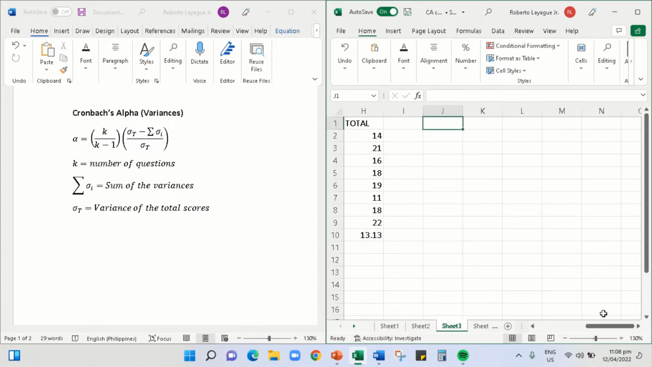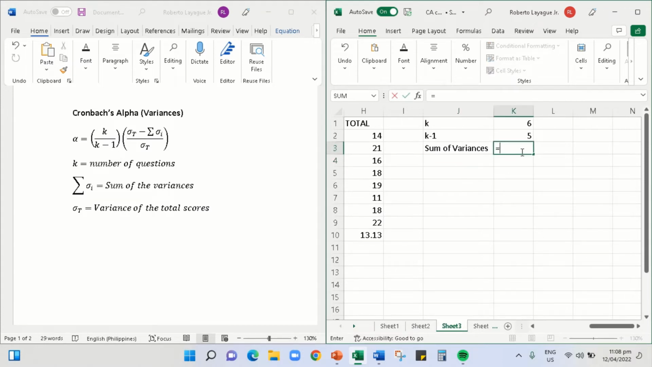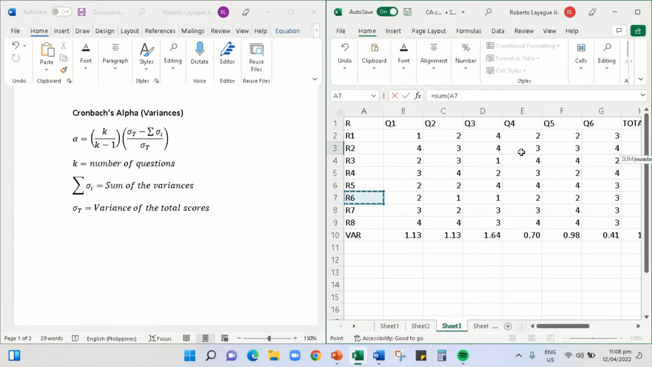As you can see, k is 6, so we denote that. Then k minus 1, that is 5, so 6 minus 1. And then let's go with the summation, the sum of variances. How are you going to go with that? Sum, open, and let's go to the variances from the first question going to the sixth question. So we have now the answer.